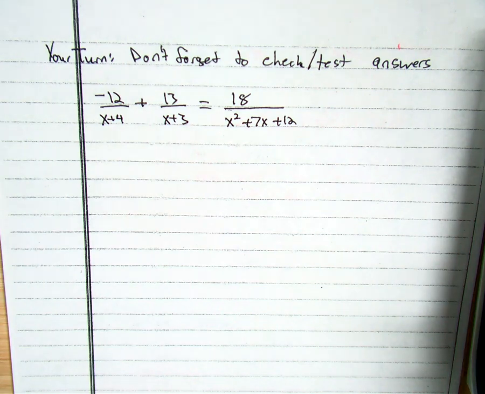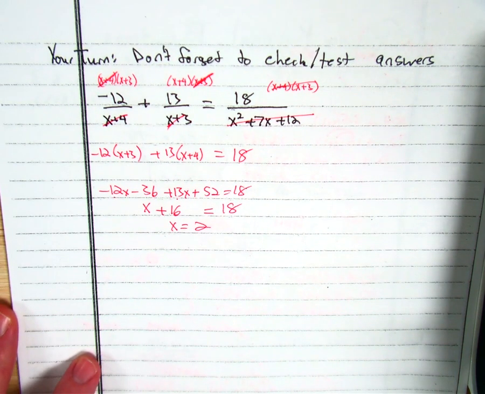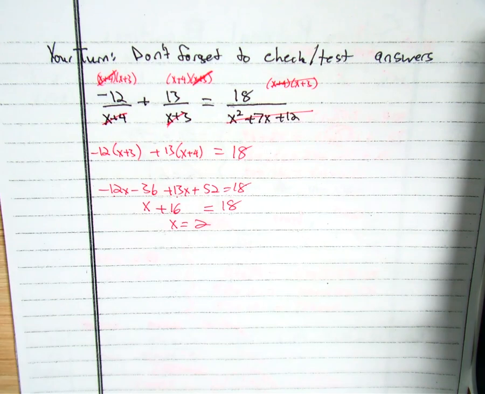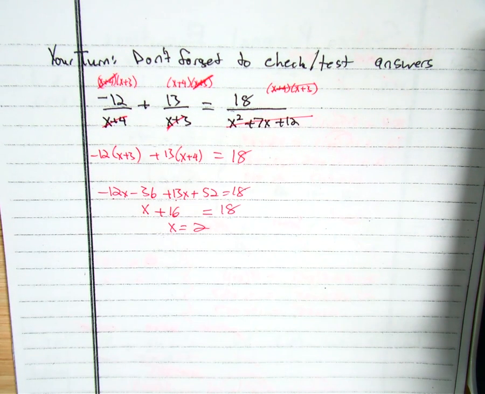Alright, let's see how you did. Hey, this one wasn't too bad. Didn't have any x squareds, it just had regular x's afterwards. And we got a nice 2. And 2 should be fine in our denominators, no errors there.